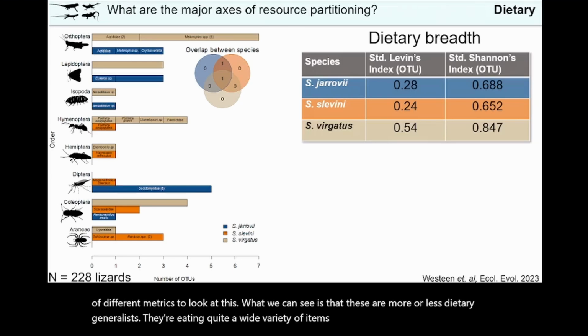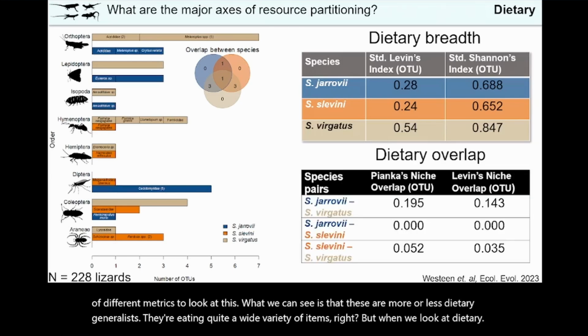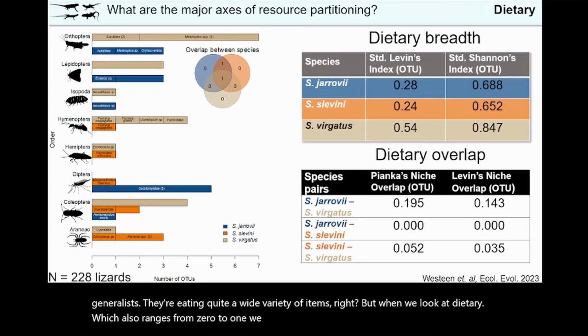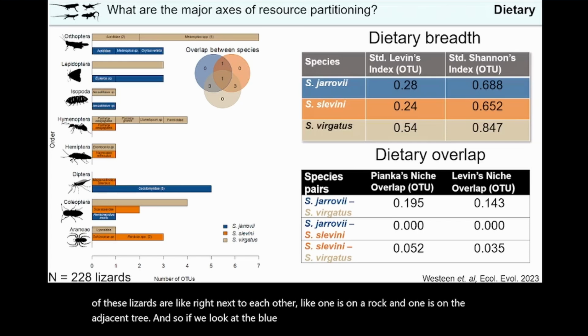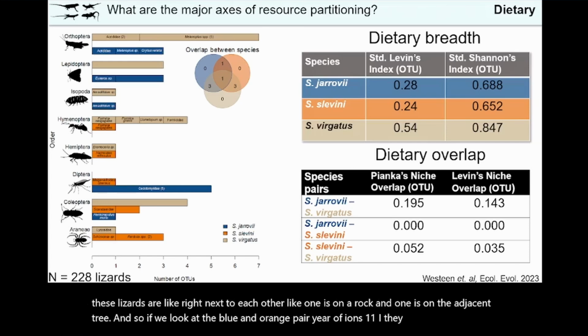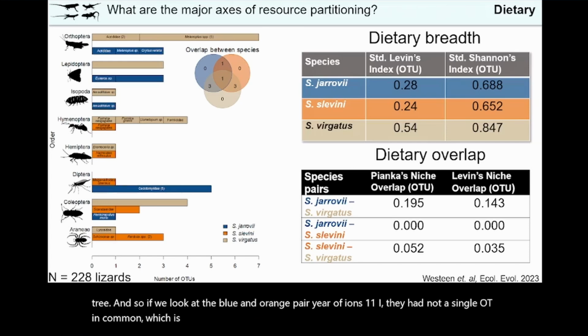But when we look at dietary overlap, which also ranges from 0 to 1, we found strikingly little overlap. And a lot of these lizards are right next to each other, like one is on a rock and one is on the adjacent tree. If we look at the blue and orange pair, Yerevi and Sleveni, they had not a single OTU in common, which is pretty striking.